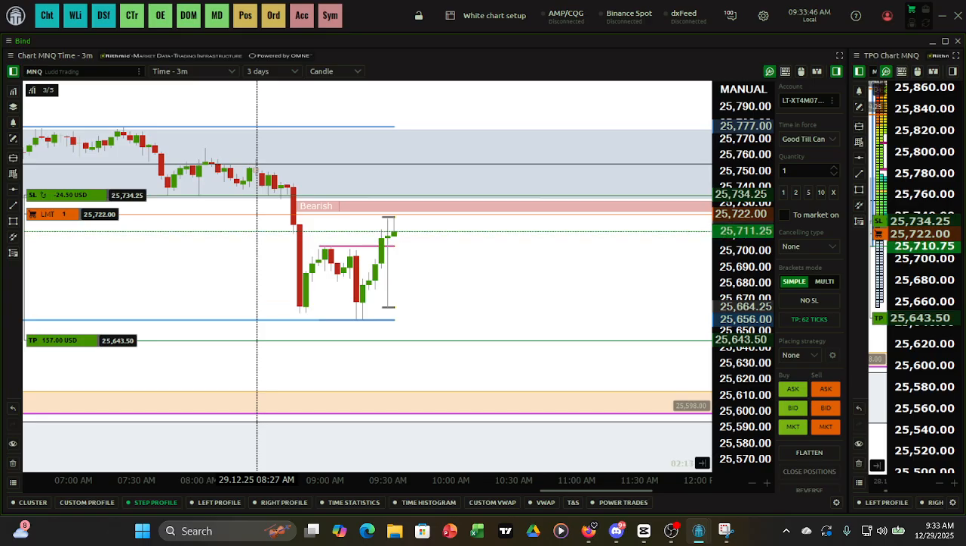This is where I want to be in. This was my defined risk. So this one, if it goes up and gets it, hey, cool. If not, then we make a different plan later on.